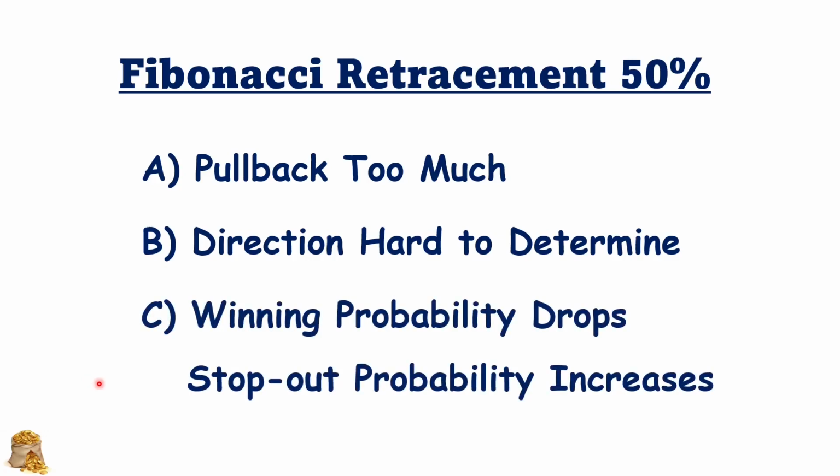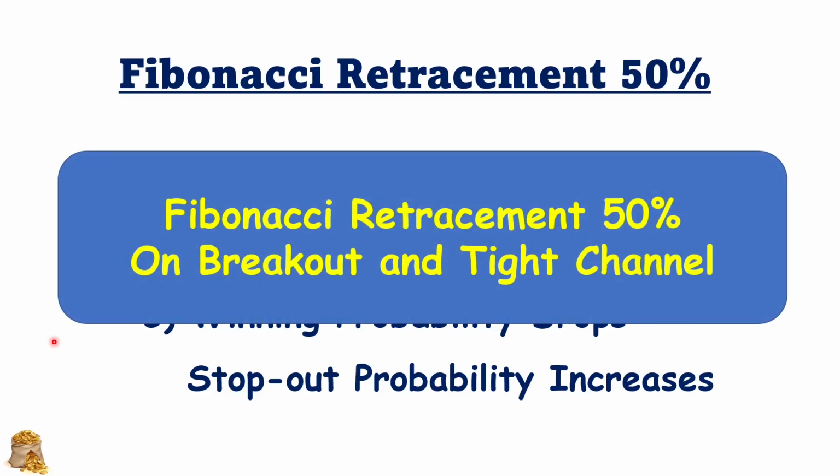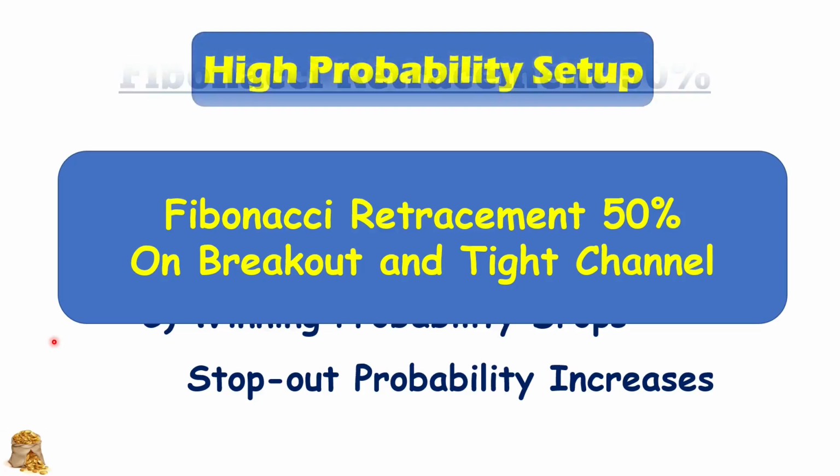And also, the winning probability would drop greatly at 50%, and if you enter the market in the wrong direction, you could have stop outs. But there are still some setups at 50% retracement that will give you high probability winning trades. So in this video, I'm going to show you how to trade the 50% retracement on the breakout and the tight channel, which give you high probability trades.